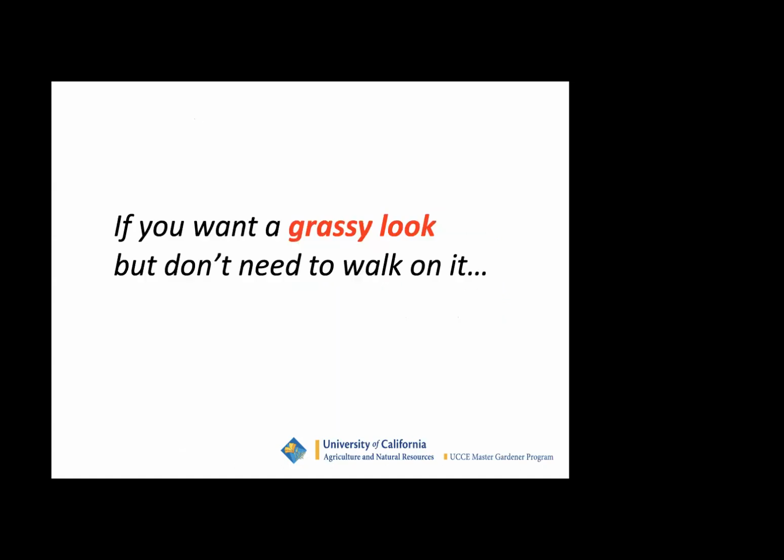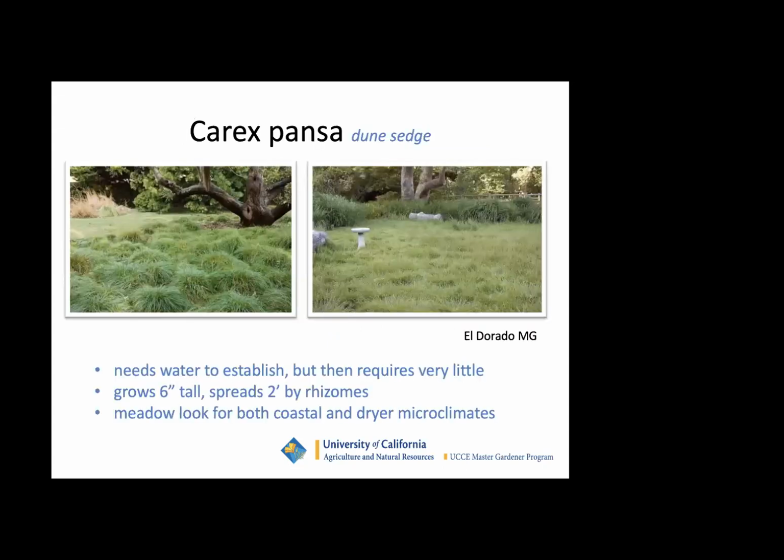So let's say you want a grassy look, but you don't need to walk on it. Let's look at some of those alternatives. Here's one called Dune Sedge. This is a Carex pansa. Just like what we were just talking about, this one can be nice and big and floppy. I actually love this photo on the left. I just think that looks so cool. If you planted a bunch of bulbs in there in the fall, and they came up in the spring, it looks so pretty, like a little natural meadow. Or you could keep it a little bit more manicured, like on the right there, and cut it down. This one does spread by rhizomes, but it also has this mounding look. So it's quite pretty.